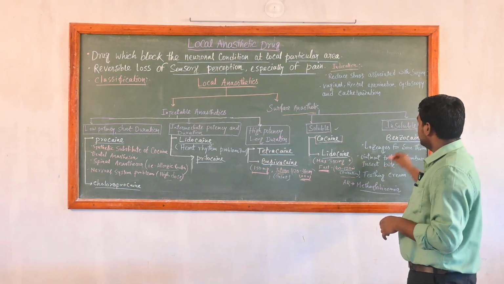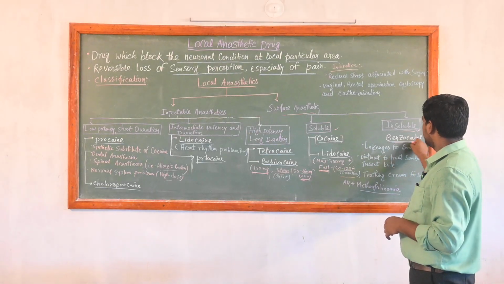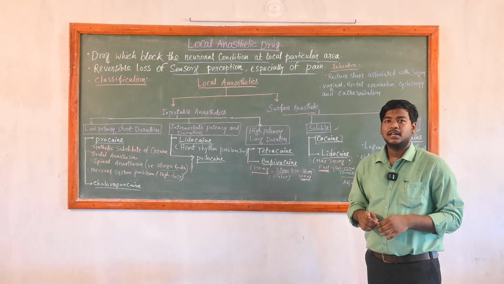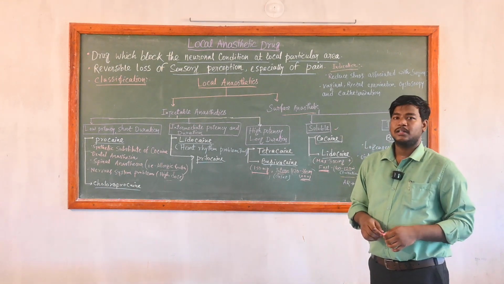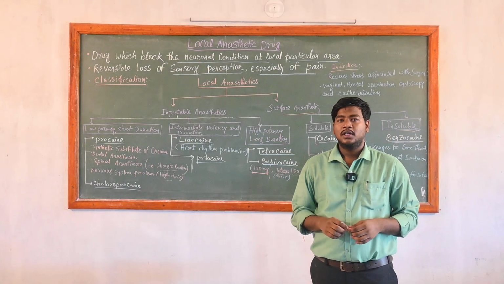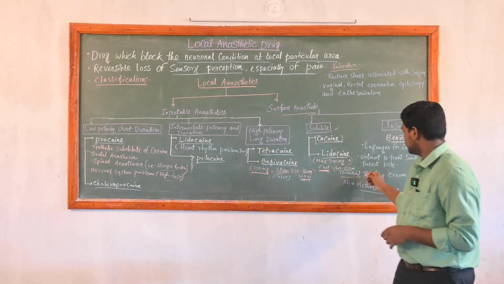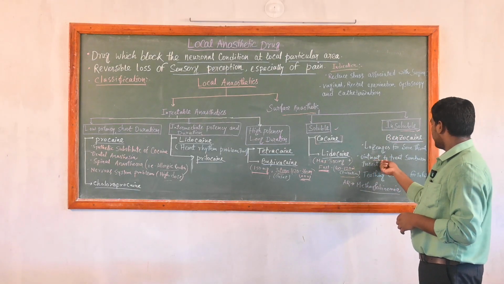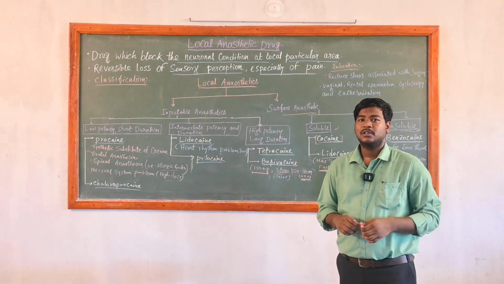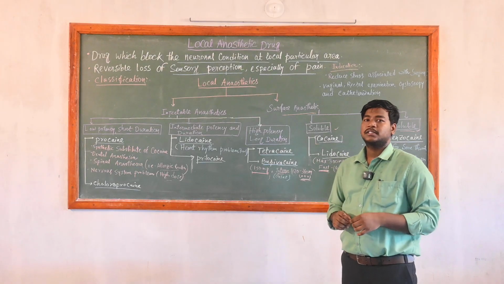Now we discuss the insoluble types of surface anesthetic drug, that is benzocaine. Benzocaine is an important surface anesthetic drug. It is available in the market in the form of lozenges to treat sore throat, or as an ointment. Here we can see it, in the form of ointment to treat various skin related diseases like sunburn, or to treat various types of insect bites, etc.